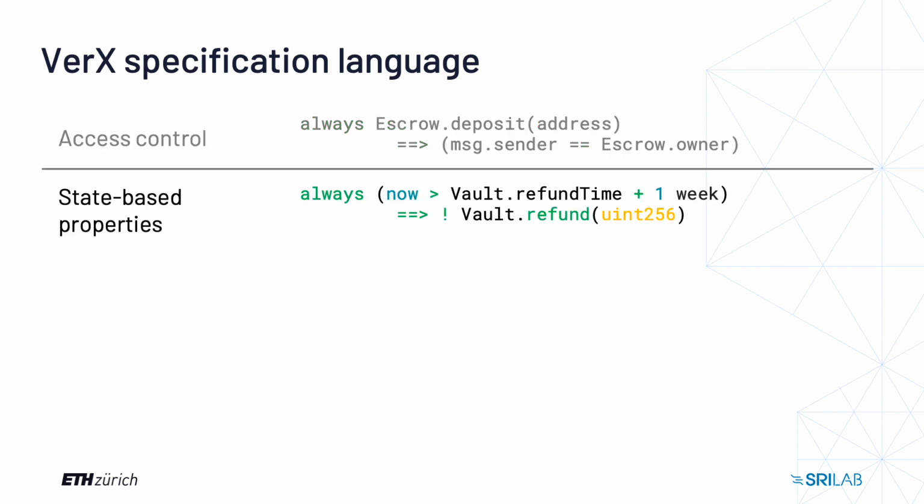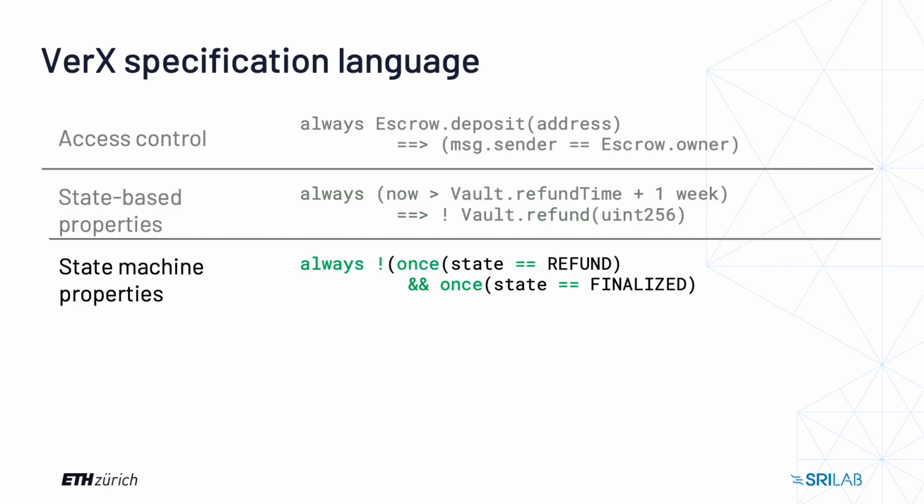The second type of specification is the state-based property. They are used to express the general relations between fields and functions of the smart contract. This property in English can be expressed like: refunds happen only within 1 week after the refund start time. Next is the state machine property. Smart contracts often implement this pattern, and with VerX we can check whether the transition from one state to another happens according to the model of the contract.